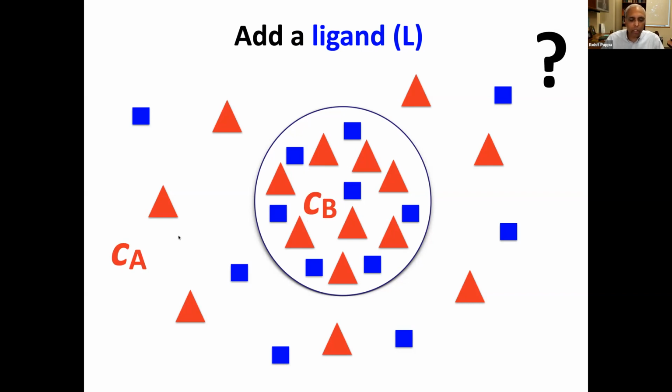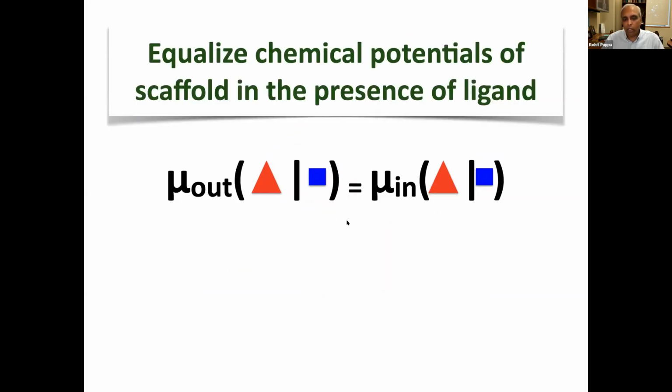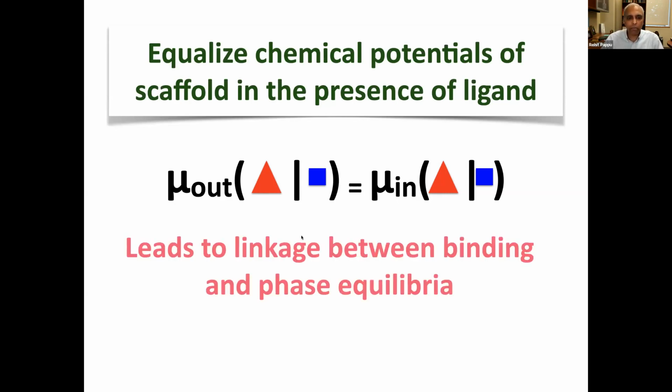And so, to ask this question of what will be the concentration of scaffold in the dilute versus the dense phase, you basically do exactly the same thing. So you say either out, the dilute phase A, or in, the dense phase. Basically what you're doing is you're now equalizing the chemical potentials of scaffold, but now in the presence of ligand, okay? What this does is it says that the concentrations are now going to be set by the interactions of the ligand with the scaffold in both phases, right? You don't get to just measure the affinity in the dilute phase and hope that that transfers over.